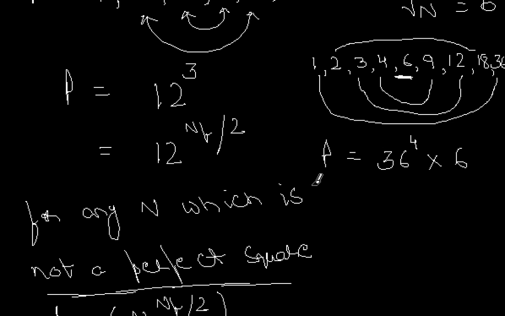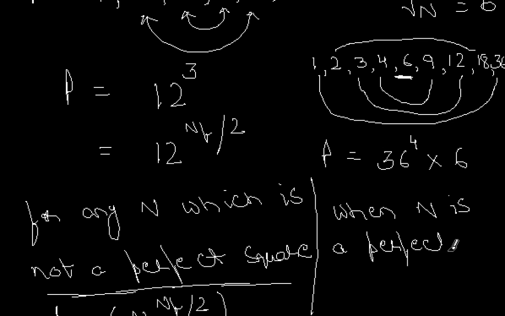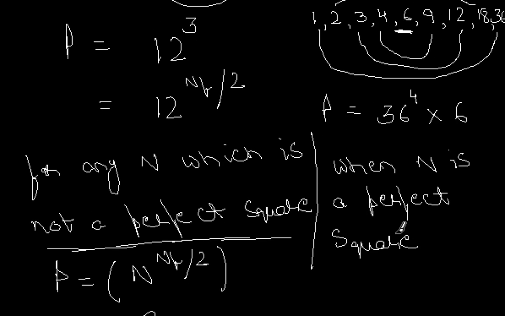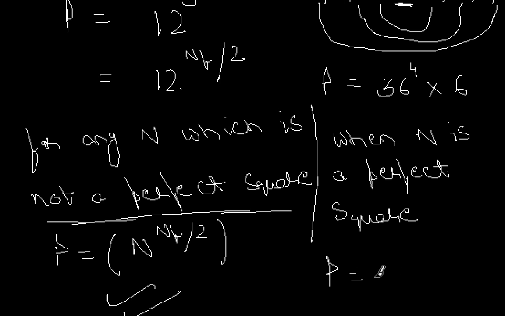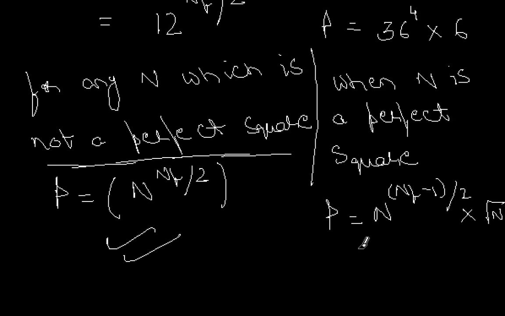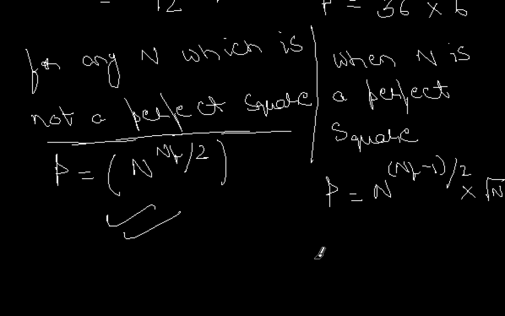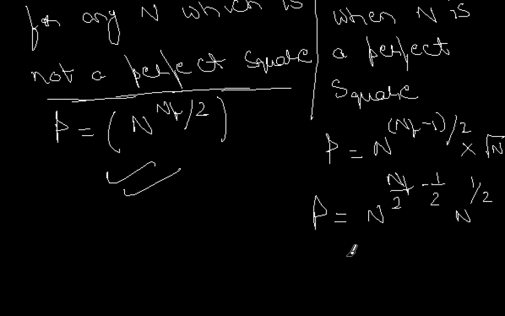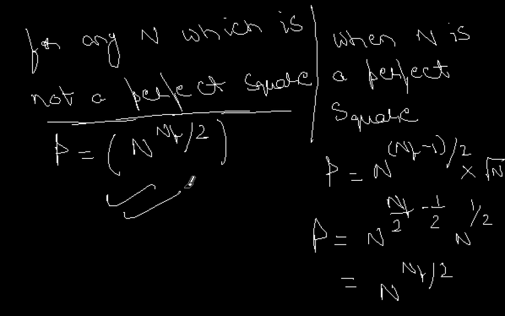So basically we see that when N is a perfect square, the product of all factors is not N raised to power nf upon 2, but it will be N raised to power nf minus 1 upon 2, into root N. This could also be written as P equal to N raised to power nf upon 2 minus 1 by 2, into N raised to power 1 by 2, which will again come out to be N raised to power nf upon 2.